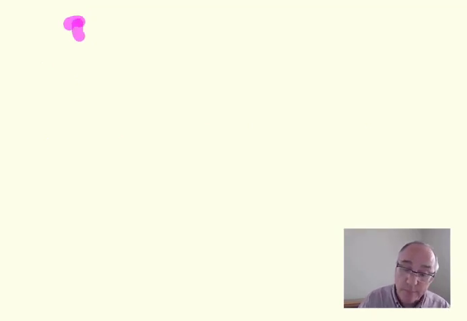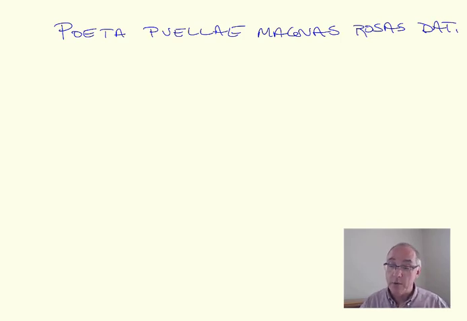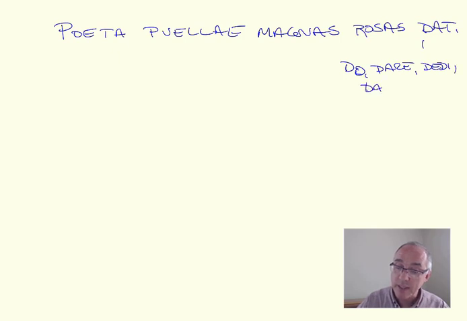Poeta, puellae, magnas, rosas, dat. So we've gotten to the end. Let's make sure dat is the verb. It comes from do, dare, dedi, datum. I didn't leave myself enough room, that's fine. But the poet gives, there we go. Check, poet gives.